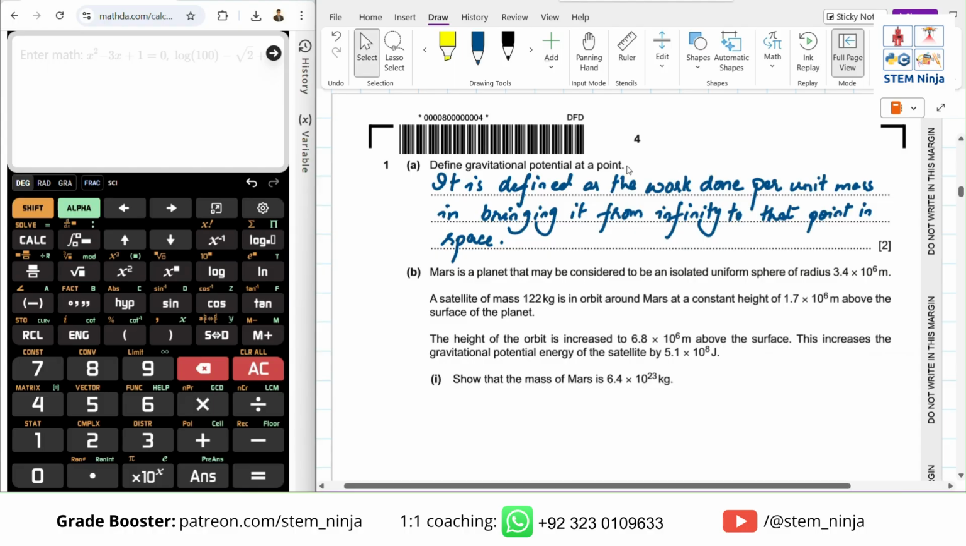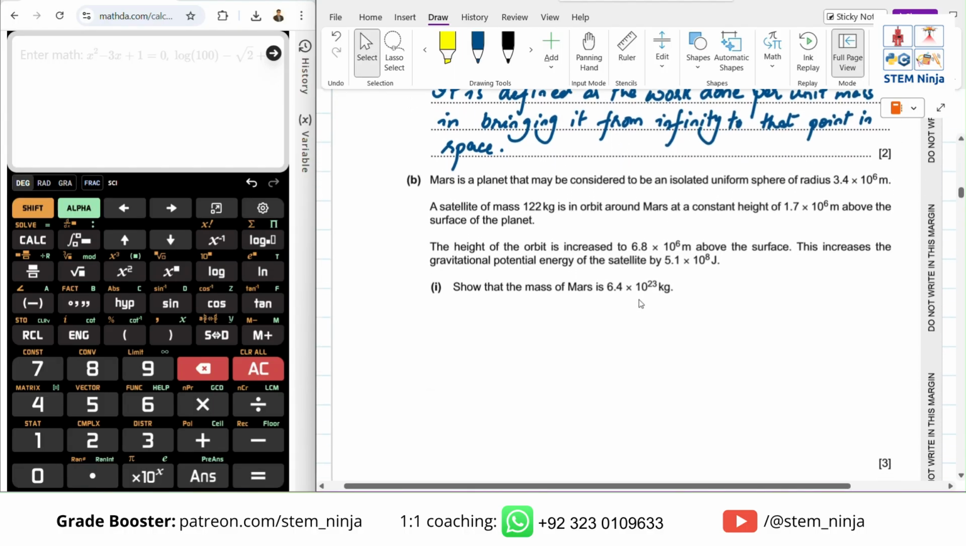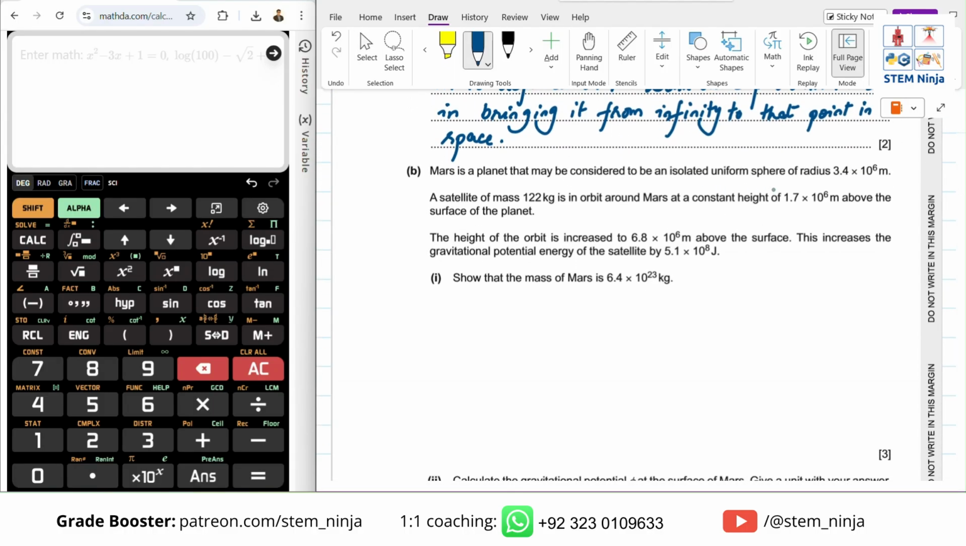And that's it. Okay. Mars is a planet that can be considered to be an isolated uniform sphere of radius 3.4 times 10 raised to power 6 meters. A satellite of mass 122 kg is in orbit around Mars at a constant height above the surface of the planet. The height of the orbit is increased, which increases the gravitational potential energy of the satellite. Now, show that the mass of Mars is this.